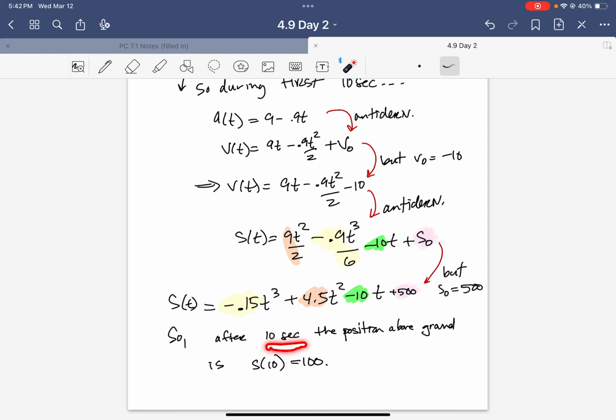So after 10 seconds, the position above the ground is that.